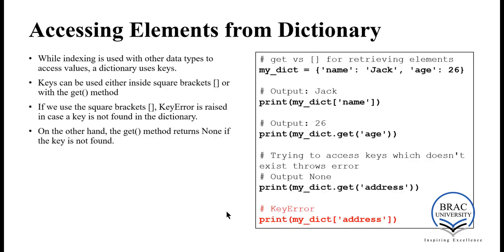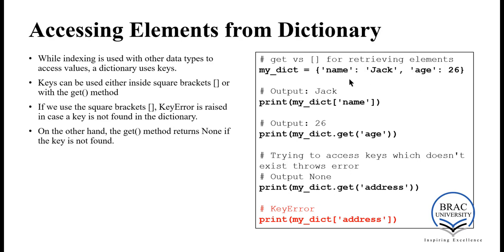Then, accessing elements from a dictionary. While indexing is used with other data types to access values, a dictionary uses keys. How? Again, I am trying to compare with a list. In case of a list, I need to access the value using the numeric index number, right? But in case of a dictionary, here is a difference. I can give my own type of index, just like in my dictionary I have written name as my first index and age as my second index.